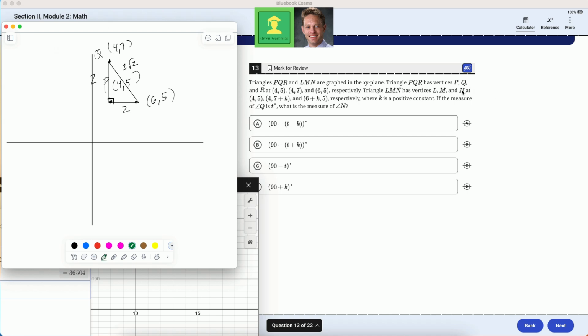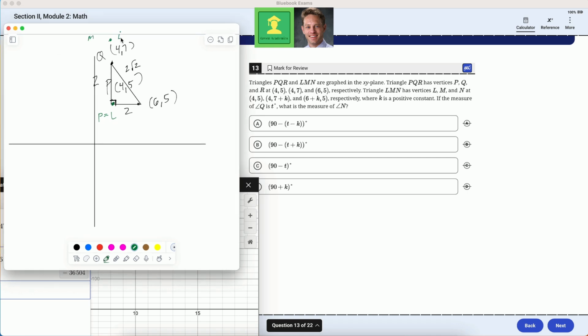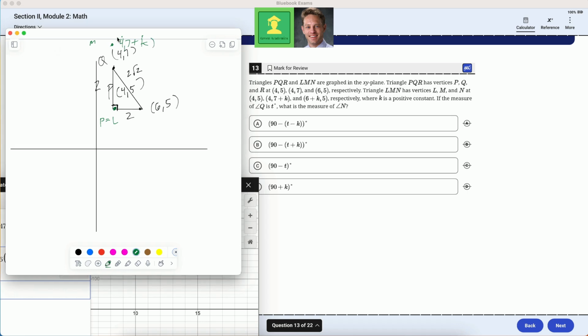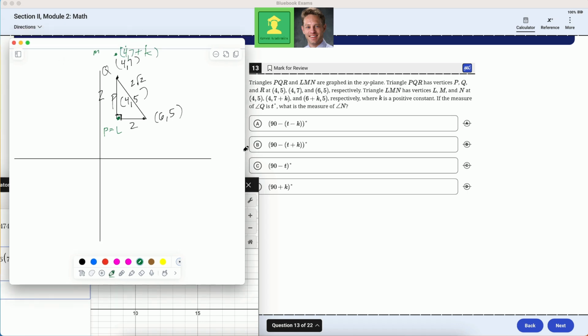LMN has vertices L, M, N, with L at 4, 5. So again, this repeats. So L has this one in common. This is also L, right? So P is L. Okay, I know my picture's not perfect. M is 4 comma 7 plus K. Okay, so here's M as in Mary at 4 comma 7 plus K. And then N is at 6 plus K comma 5.